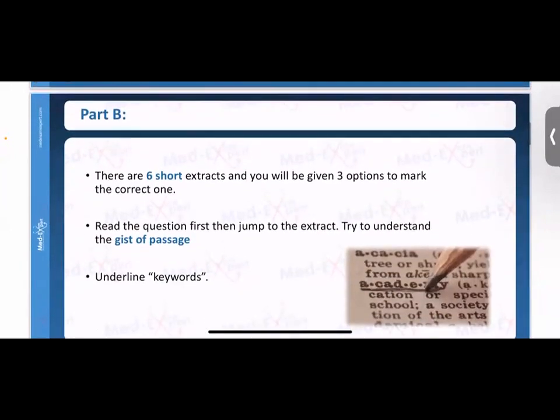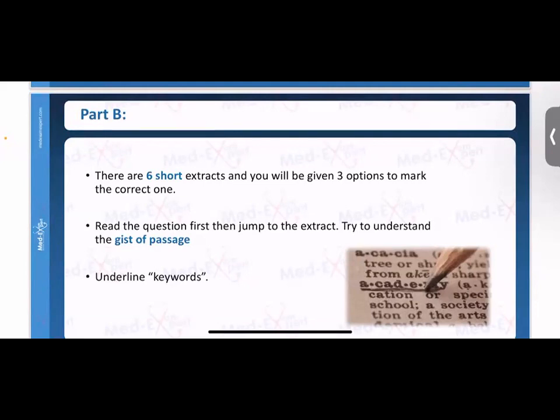So that was all about part A. To summarize part A, it consists of 20 questions, and you will be given 15 minutes for this. The question and answer booklet will be collected from you after those 15 minutes.